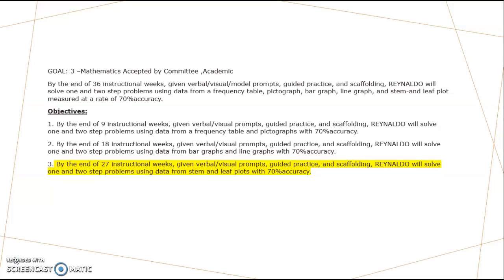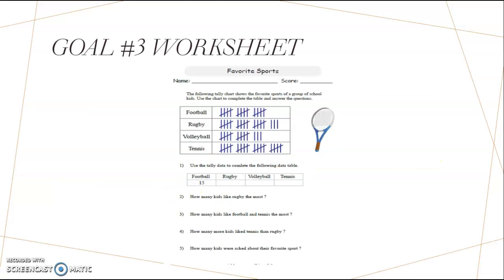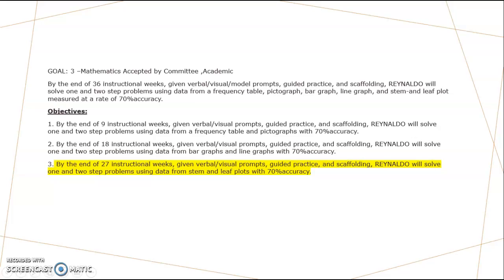So for goal number 3, we are going to solve one to two-step problems using table graphs, pictographs, bar graphs, and line graphs. And this is just a review because I know you have gone over this already, but for today's worksheet we are going to do favorite sports, and this is just a review on all these bar and line graphs.